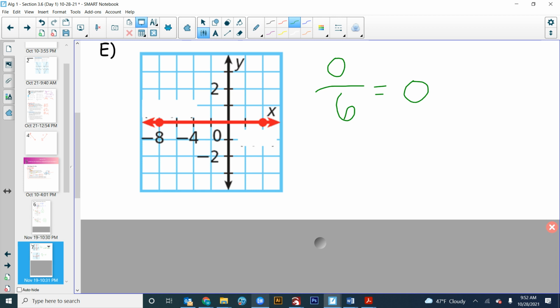Guys, think about the floor that we walk on. Do we want to go up or down on our floor at all? No, we want it to be flat. We want a 0 slope on our floors. Okay? All right.